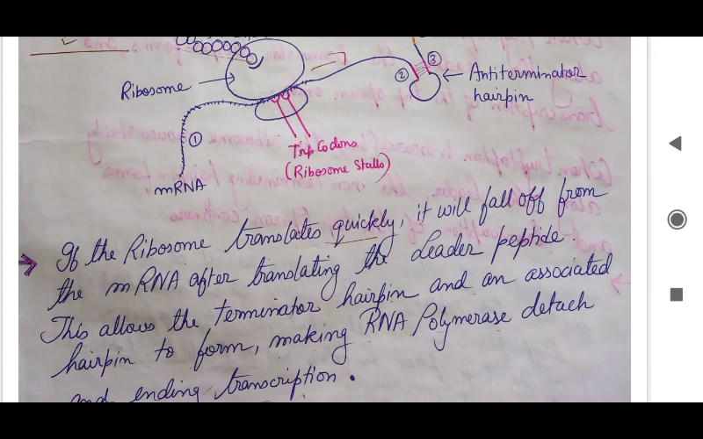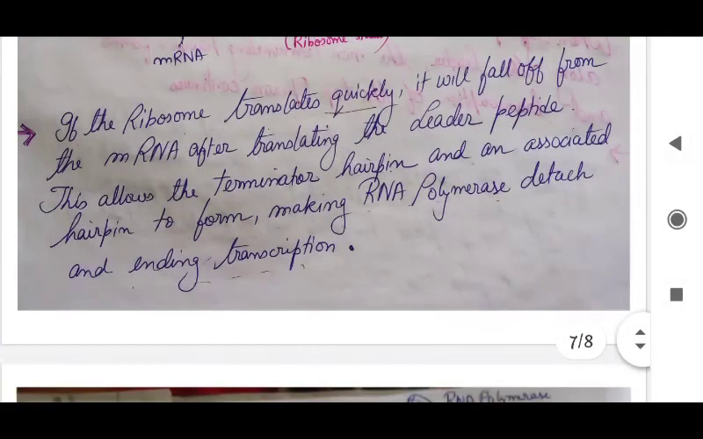Okay, so it means the tryptophan is present. If the ribosome translates quickly in the leader sequence, it means it has tryptophan available. It will fall off from the mRNA just after translating the leader peptide, and thus it allows the terminator hairpin to form from the attenuator sequence, and the associated hairpin will also form, making the RNA polymerase stall, detach, and end the transcription process.